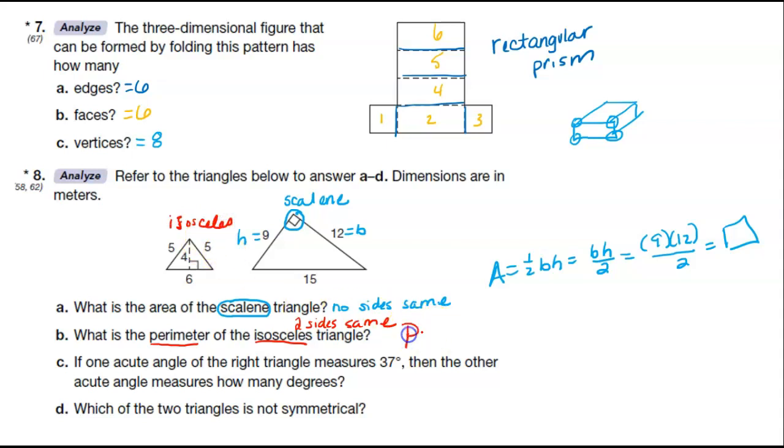In the perimeter, we're just going to add up 5 plus 5 plus 6. So that's going to be your answer. The perimeter is around the outside. Let me change colors again.